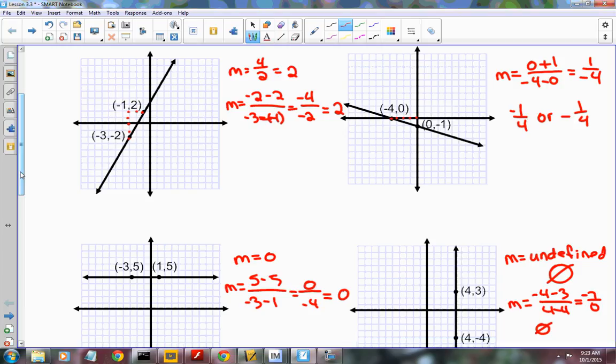Now, let's notice that this one on the left here slants to the right. That's a positive slope. This next one has a negative slope. It slants to the left. Your horizontal line has a slope of 0, and your vertical line has an undefined slope.